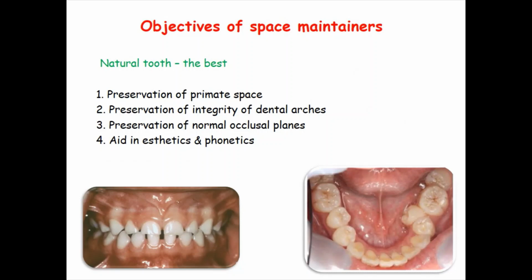Moving on to the objectives of a space maintainer. As we all know, the natural tooth is the best space maintainer. The tooth preserves the primate space. It also preserves the integrity of the dental arches, preserves the normal occlusal planes, and aids in aesthetics and phonetics.